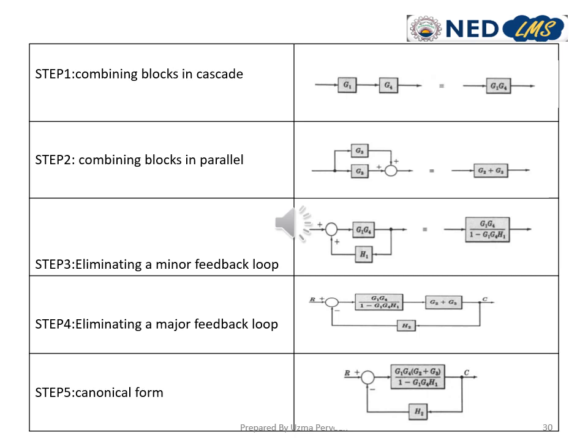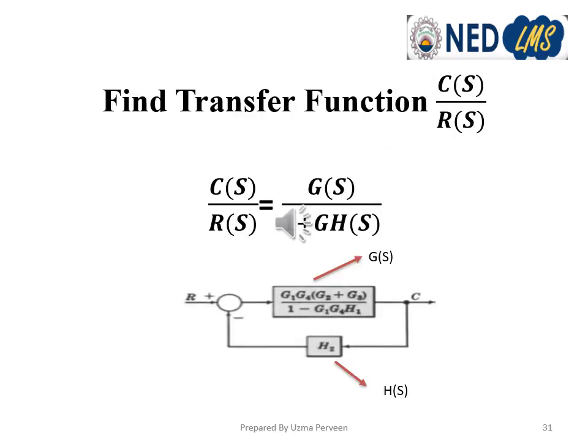And then these two blocks are combined in series. It will become G1 G4 upon 1 minus G1 G4 H1 multiplied by G2 plus G3, and then again it will convert into a canonical form with a single forward path transfer function G of S and a feedback transfer function H2. Now the given block diagram is converted to a simple canonical form in which we can put the values of G and H in the expression C upon R equals G upon 1 plus GH to find the closed loop transfer function C upon R.